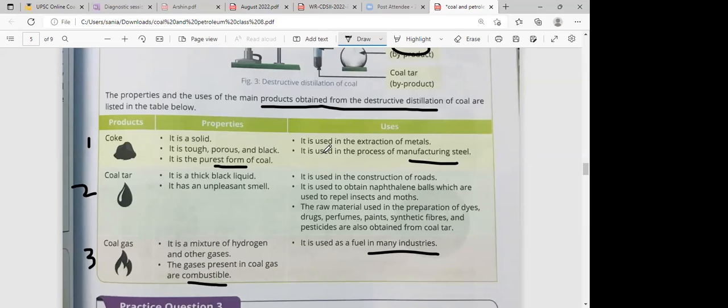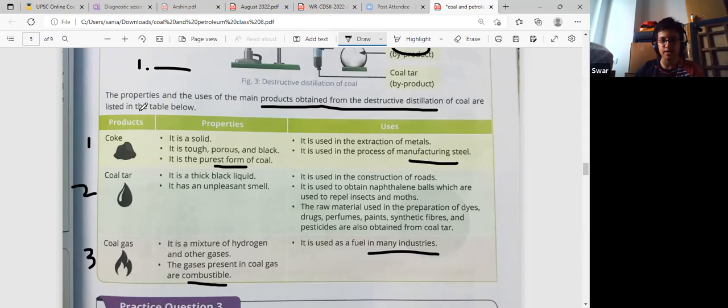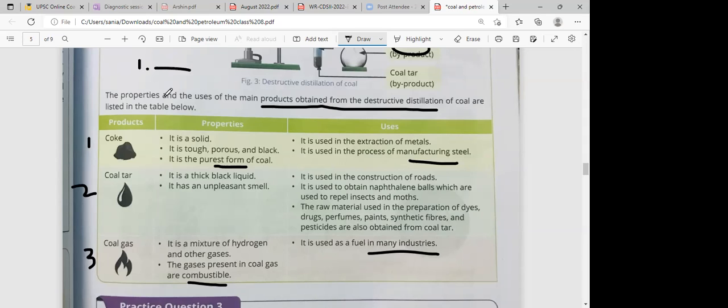Then like this, we'll make a chart. Or you can do it like this. Write number one, coke. Just write coke, then write uses. You can see my screen. I'm going to do it like that, and then the properties or the uses.